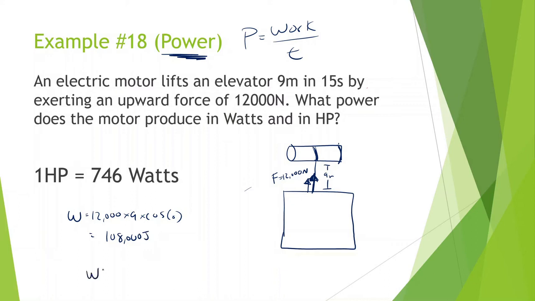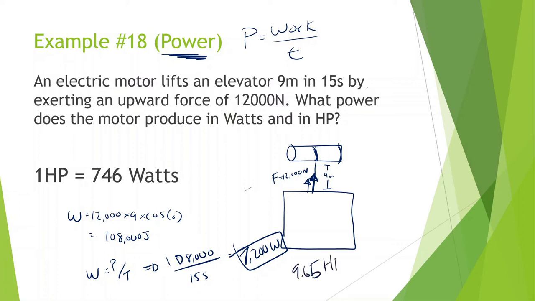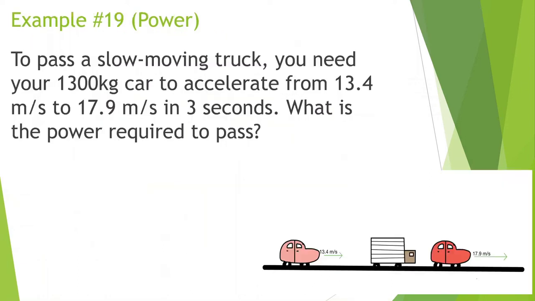And now we know power is equal to work divided by time. So we can do 108,000 joules divided by 15 seconds, and we get 7,200 watts. Okay. If we wanted to convert this into horsepower, we divide by 746, and we get 9.65 horsepower. But you're usually going to see it in watts. All right, let's move on.